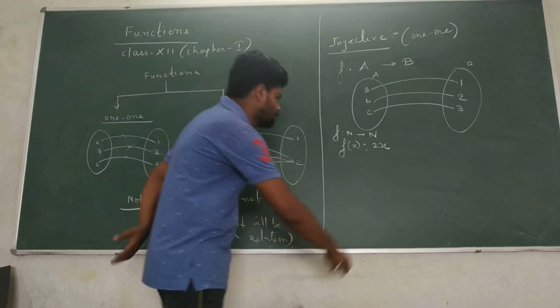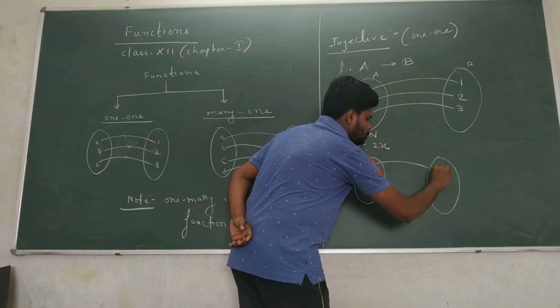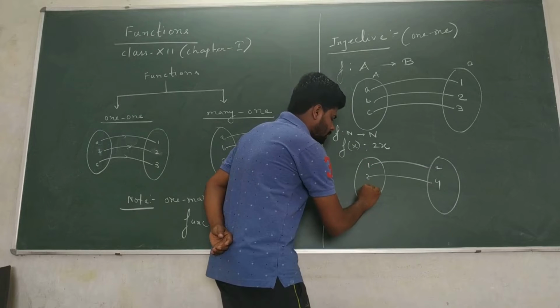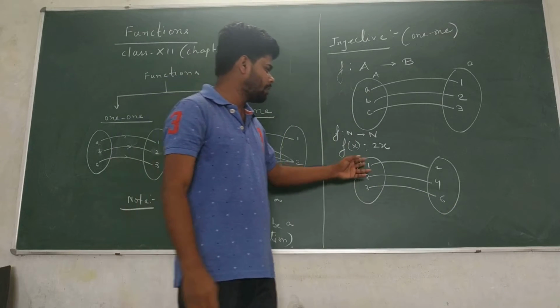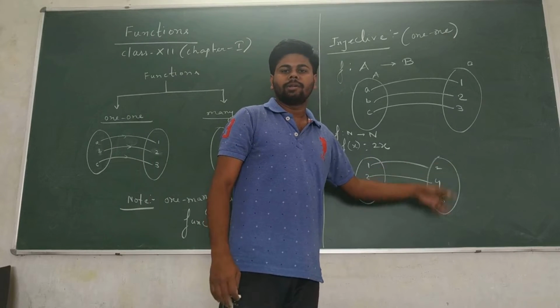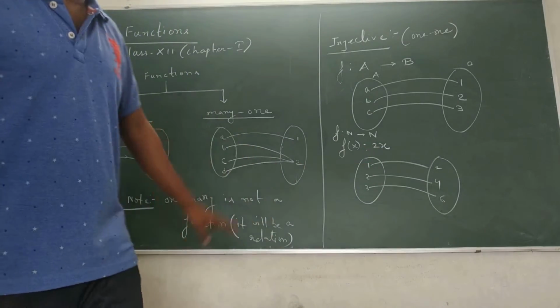How? Let us see. 1 will go to 2, 2 will go to 4, 3 will go to 6. So yes, obviously it is 1-1 because every element is going to a unique element in our codomain set. So this is called injective functions.